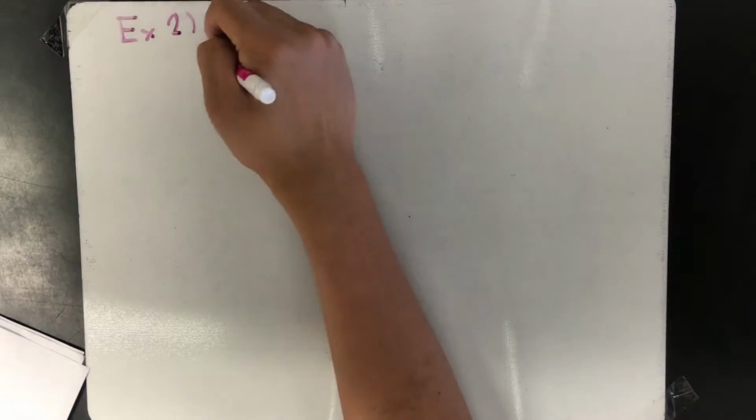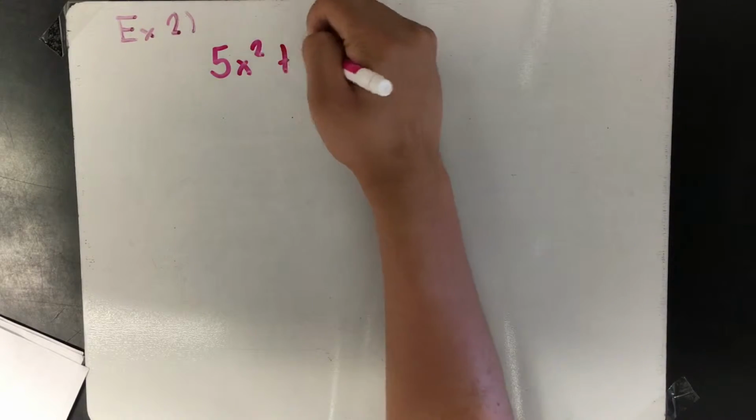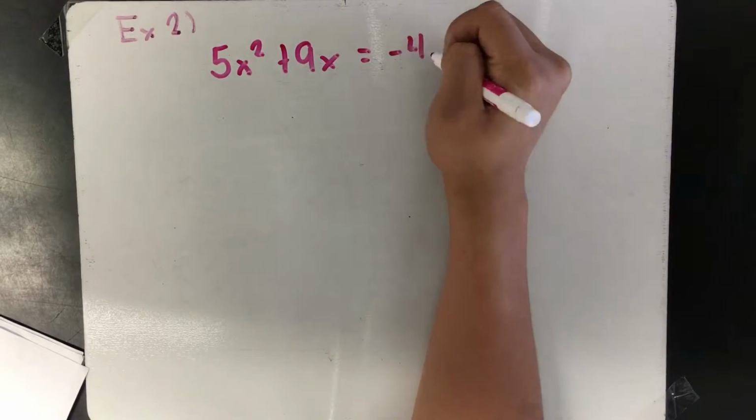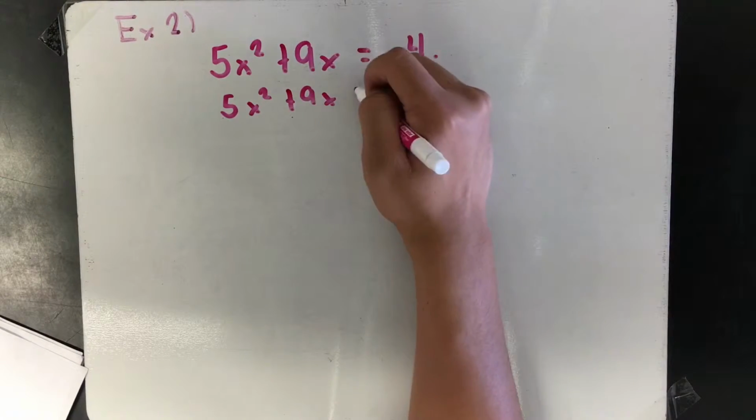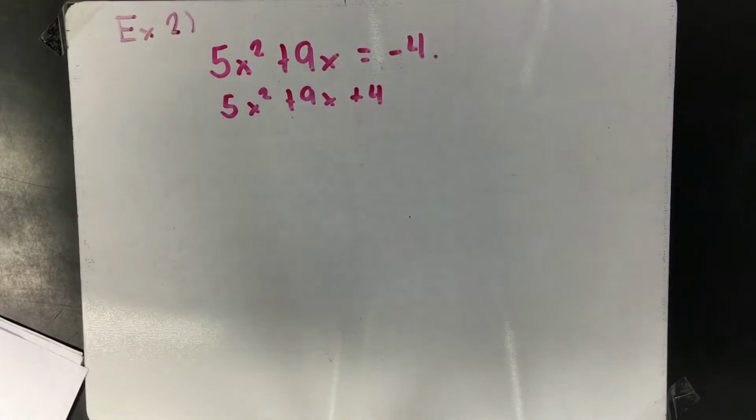Problems such as the one demonstrated in example 1 are simpler quadratic equations that can be solved using factoring. So now let's solve a quadratic equation that is not as easily factored. For our example, we will find the zeros of the quadratic equation 5x squared plus 9x plus 4 equals 0.